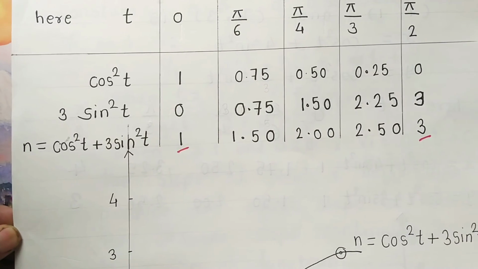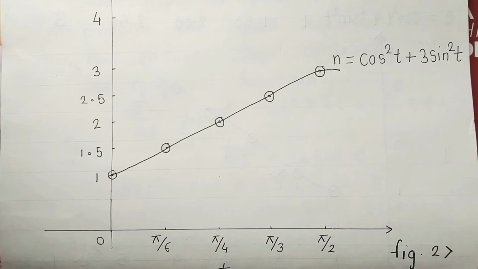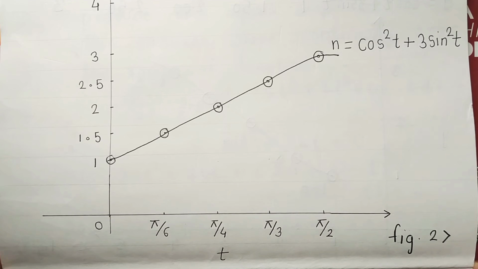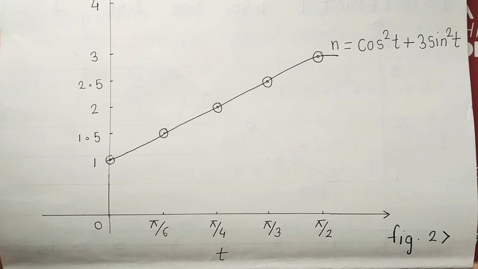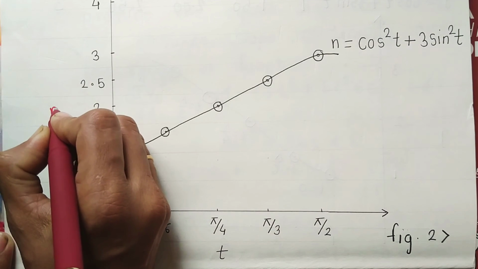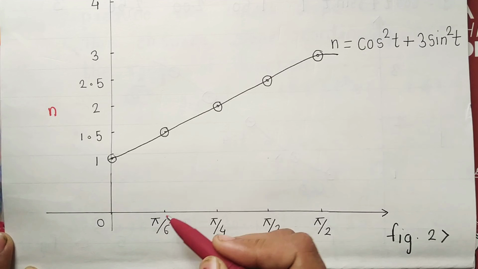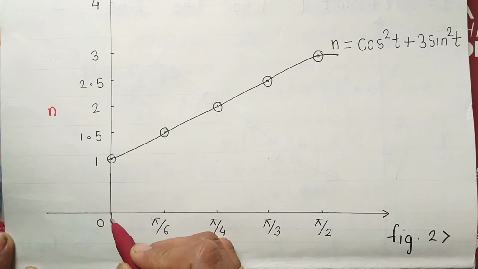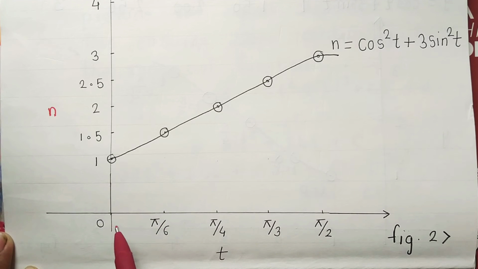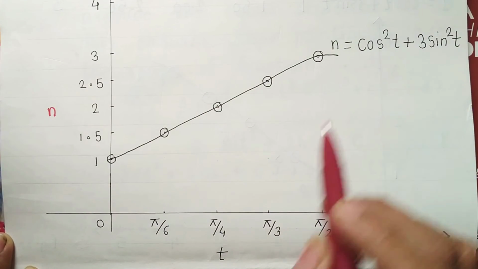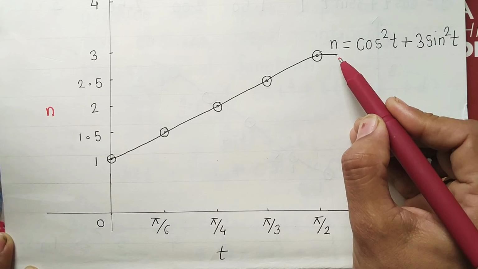Now we draw a curve here. Now according to table, we draw the diagram or we draw the curve for n is equal to cos square of t plus 3 sin square of t. So on the x axis we indicate the values for t parameter, and on the y axis we indicate the values for n parameter here. Now here for the curve, when t is equal to pi by 6, the point is 1.5 here. When t is equal to 0, the point is 1. So similarly we draw all the points here, and then we draw a curve which passes through that point. So this is the trigonometric interpolating curve here.